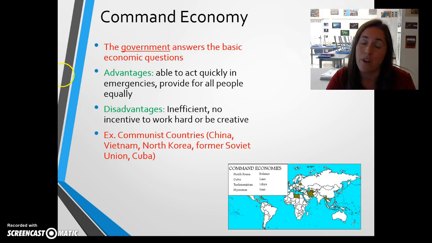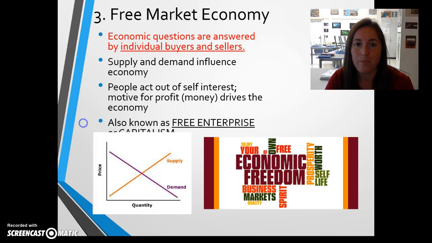Some examples of command economies are communist countries. So Vietnam, North Korea, the former Soviet Union, and Cuba are examples that have command economies.